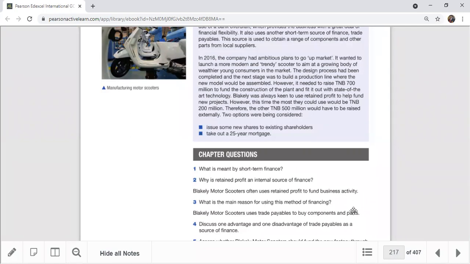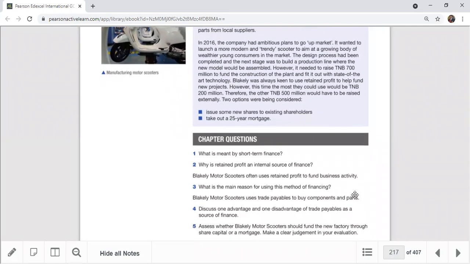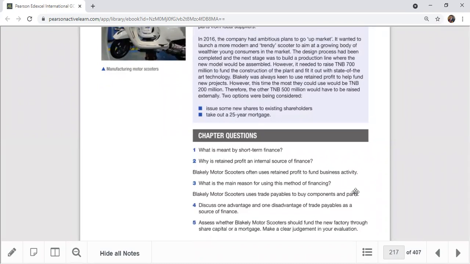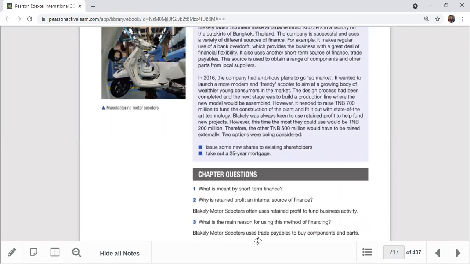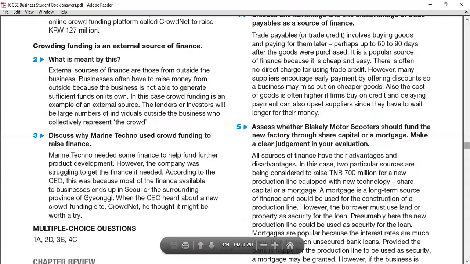Second question: why is retained profit an internal source of finance? Retained profit will always be an internal source of finance, right? There are three methods: owner's capital, retained profit, and sale of assets. I'll show you the marking scheme here. Why we are calling this an internal source of financing is because the money comes from the business, and this is saved in the business for a long period of time.